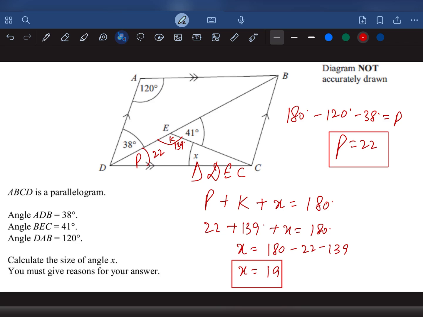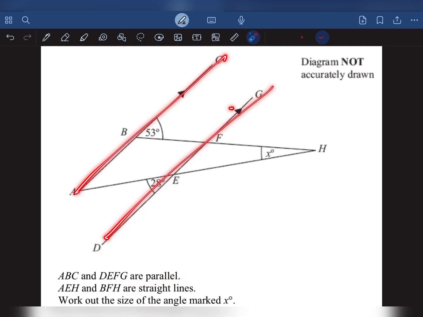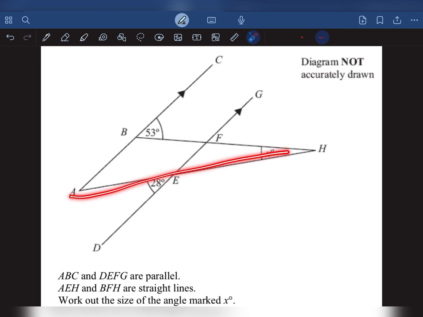Okay, let's move on to the next question. Again, you have to find the value of X. It is given to us that ABC and DEFG are parallel lines. They have mentioned it here, and of course we can also check with the help of the arrows that they are parallel lines. AEH and BFH are straight lines, and we have to find angle X. Pause this video for a minute, try to solve this question, and then we'll do it together.